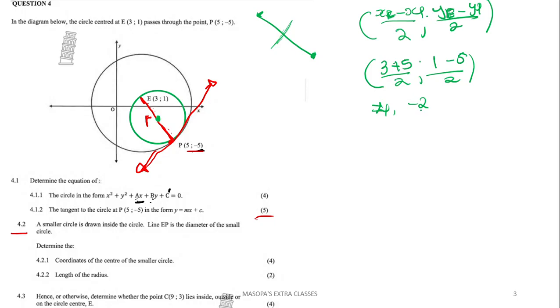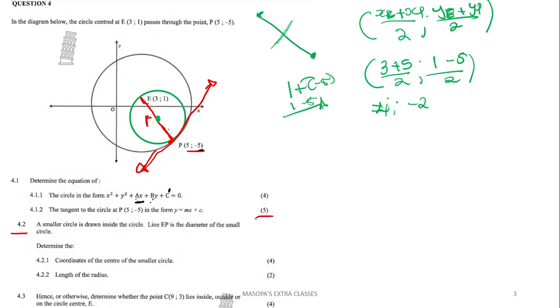Right? So basically when you do the midpoint, you're going to see the x value of E plus the x value of P, and then the y value of E plus the y value of P, for which it will be 1 plus negative 5, for which you see 1 minus 5. Okay, so for that, the coordinates of the center is (4, 2), (negative 2).